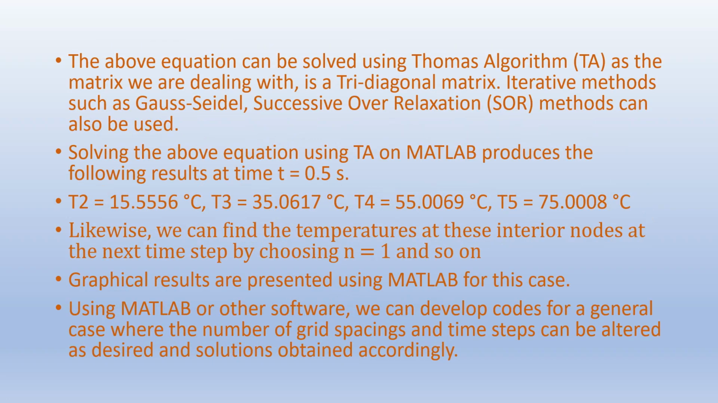Iterative methods such as Gauss-Seidel, successive over-relaxation, etc. can also be used. When we solve the above set of equations using the Thomas algorithm, we get the following results when time equals 0.5 seconds. That is, the temperature at node 2, T2, equals 15.5556 degrees Celsius, T3 equals 35.0617 degrees Celsius, T4 equals 55.0069 degrees Celsius, and T5 equals 75.0008 degrees Celsius.